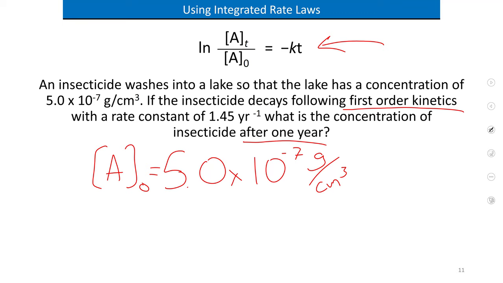K is given. It just says rate constant instead of K, but K is equal to 1.45 inverse years, 1/years. What's T? So now we just plug stuff in and solve for A_t.